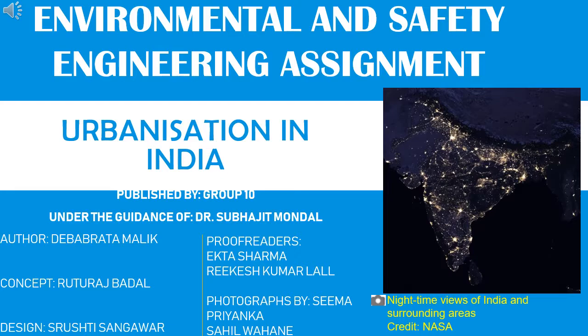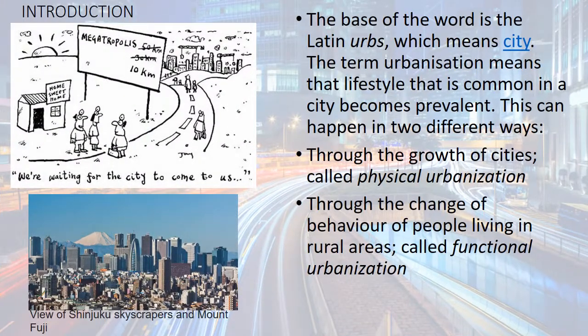Before knowing the effects, pros and cons, let's first know what urbanization is. The base of the word is the Latin word urbs, which means city. The term urbanization means that the lifestyle that is common in a city becomes prevalent. This can happen in two different ways: through the growth of cities, called physical urbanization, or through the change of behavior of people living in rural areas, called functional urbanization.